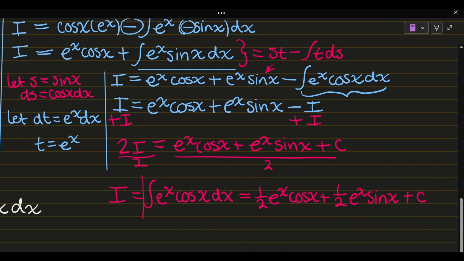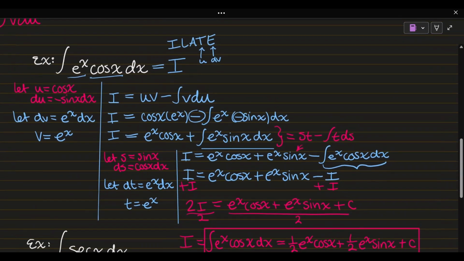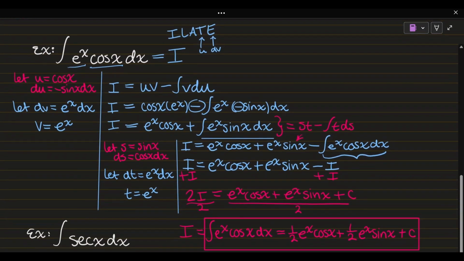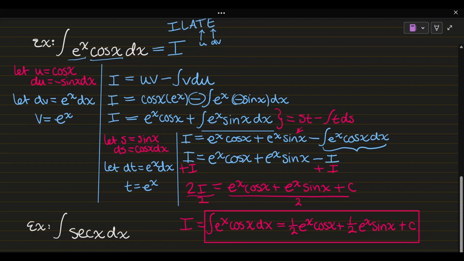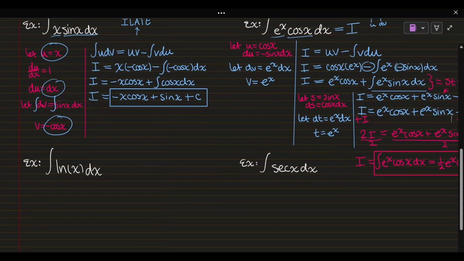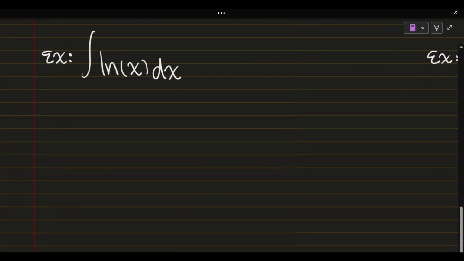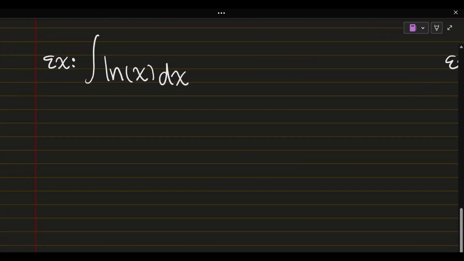So sometimes when we're doing integration by parts, we may have to do multiple steps. We may have to apply integration by parts multiple times in order to get our solution. And in some cases, we get another copy of the integral that we're trying to find. Now, if that happens, we can just move it over to the other side and divide by the excess, like I did here. Okay, so moving on, we have the integral of ln x dx.